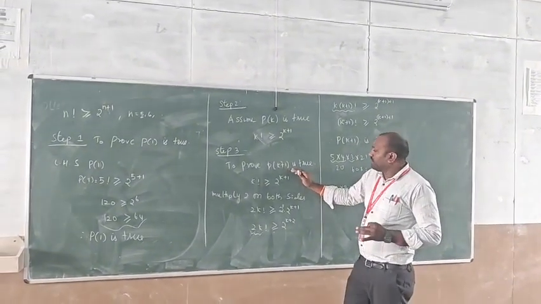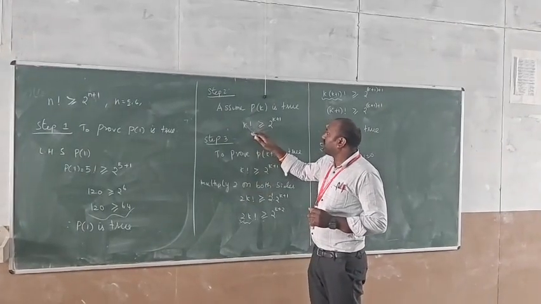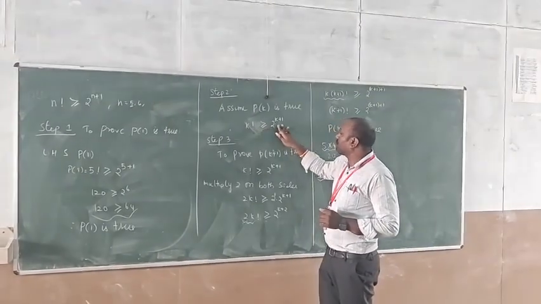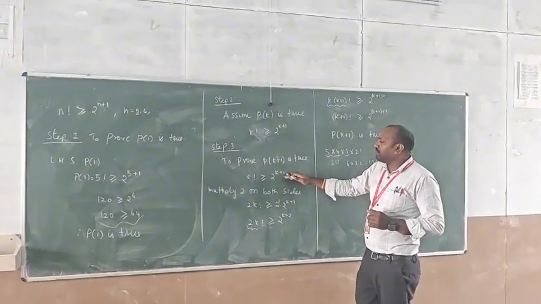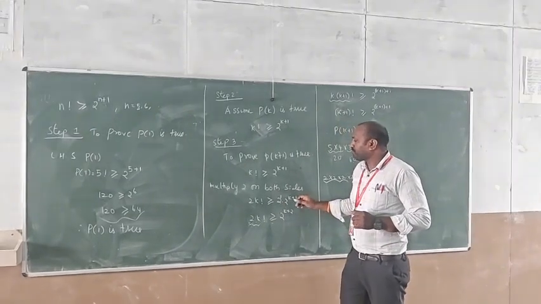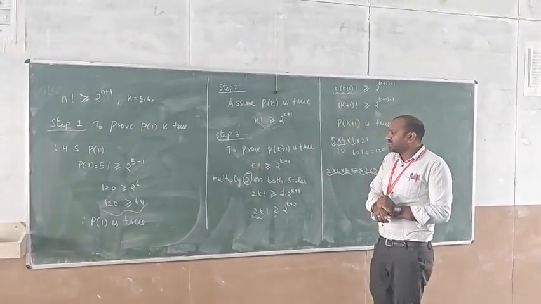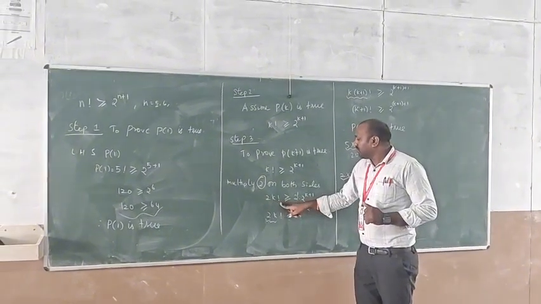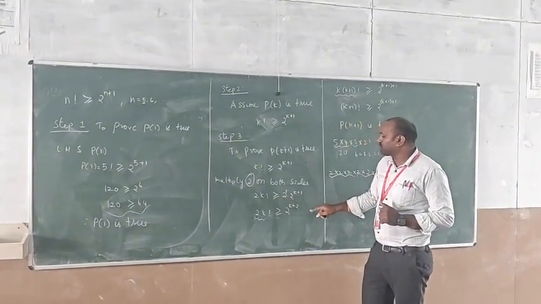So now we apply the value of k factorial. Already we know that k factorial is greater than or equal to 2 power k plus 1. We get into the second step. Then we multiply by 2 on both sides. So 2 into k factorial is greater than or equal to 2 into 2 power k plus 1.